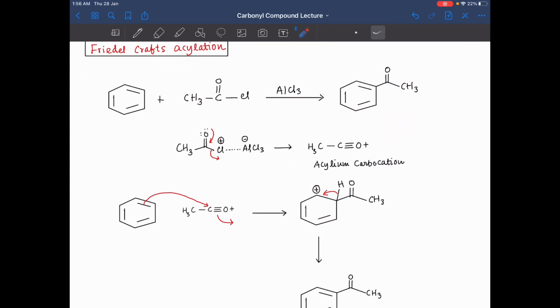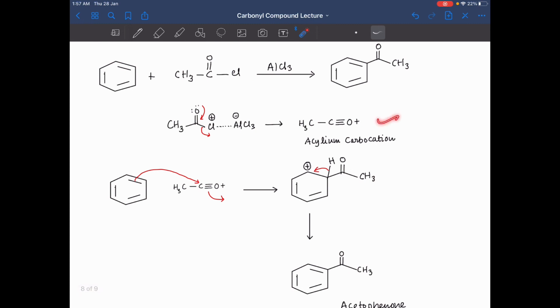How is this reaction happening? What's the mechanism of this reaction? We know that aluminium is an electron deficient species because it is a Lewis acid. So the chlorine atom will give its lone pair to the electron deficient aluminium. There will be negative charge generation on the aluminium and positive charge on the chlorine atom. In the next step, the lone pair on the oxygen atom will form a bond between the carbon and oxygen, and this C-Cl bond breaks. So there will be generation of the acylium carbocation. This is the acylium carbocation.